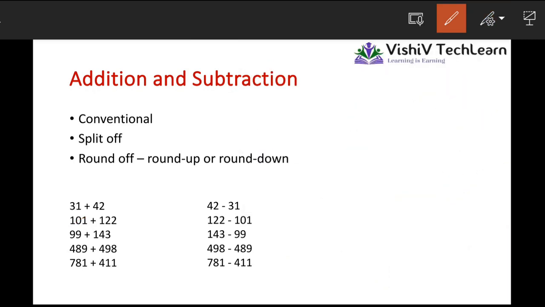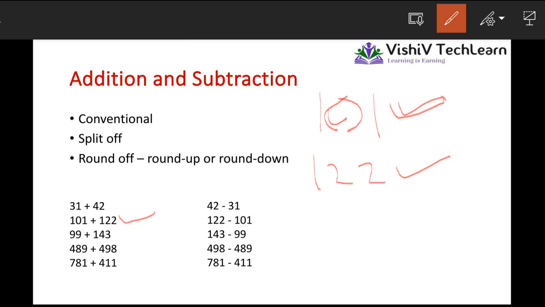Now not necessarily do you always have to split off both the numbers. You can split off only one number as well. For example, in the same case, we have 101 and 122. Now in this, we can split this or only this.